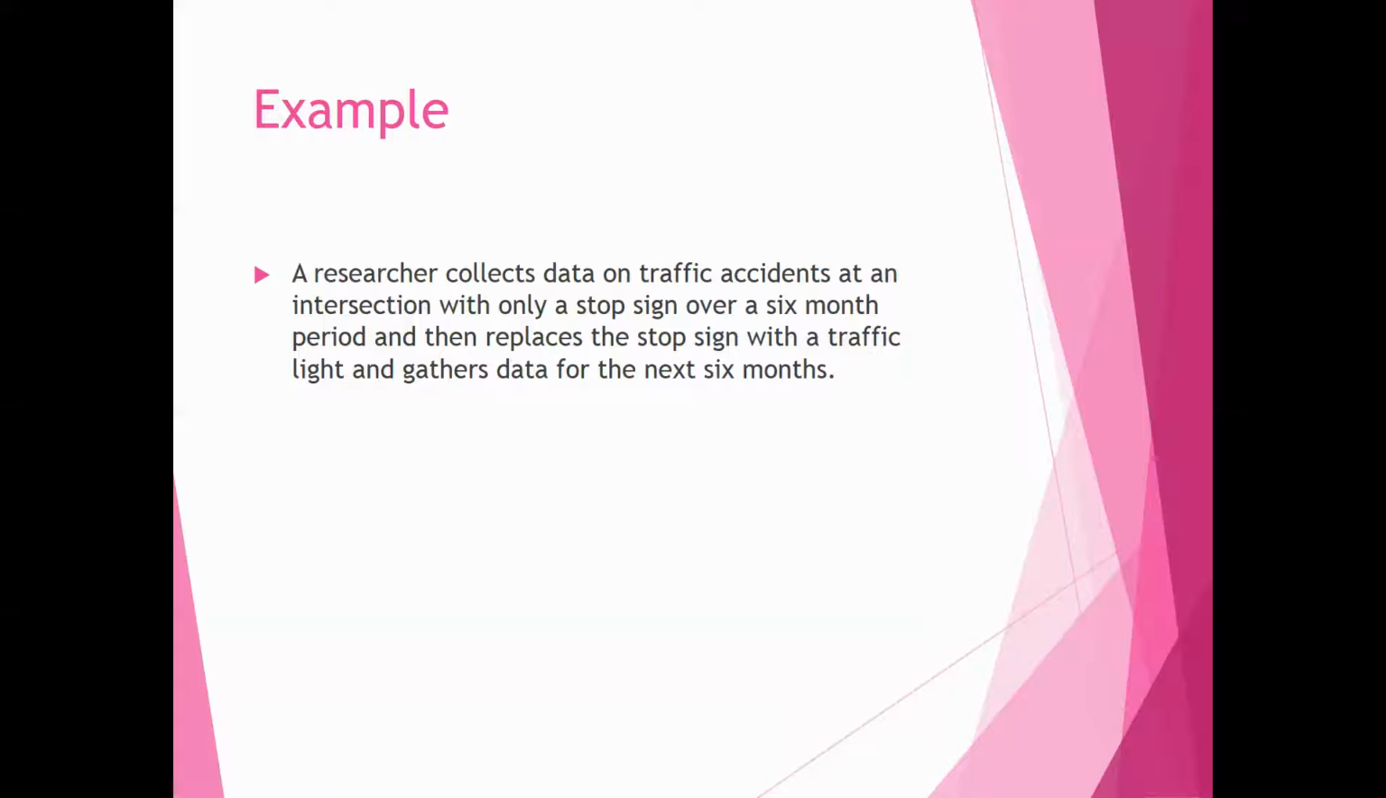Another example, a researcher collects data on traffic accidents in an intersection with only a stop sign and then replaces the stop sign with a traffic light and gathers data for the next 6 months. So instead of looking at intersections that either already have a light or already have a stop sign and just watching what happens at those intersections, you impose a treatment, see what happens when you go from traffic light to stop sign or stop sign to traffic light.